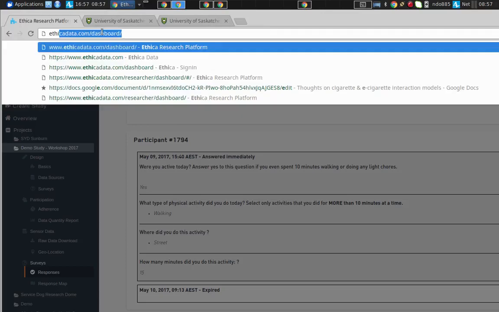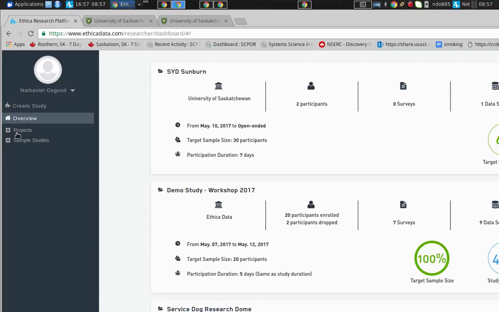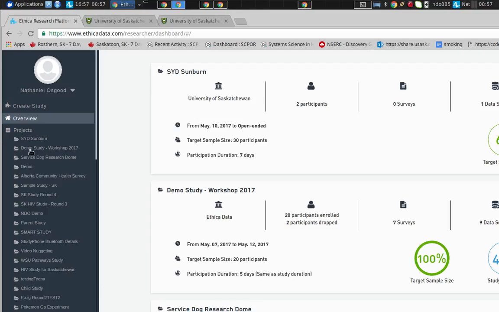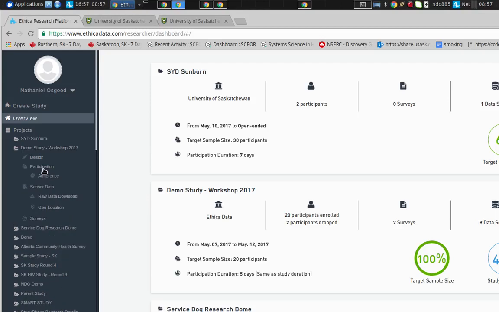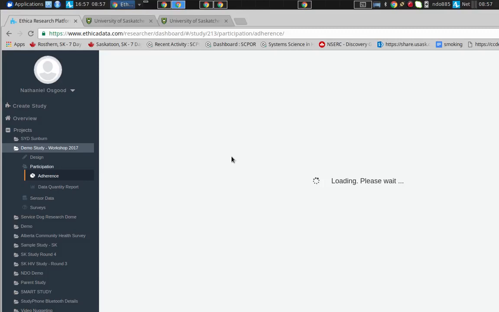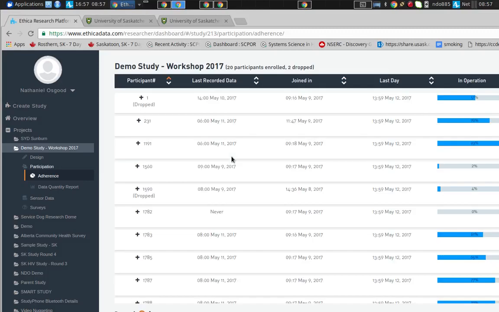So, if we go to the Ethica Data dashboard, we can see the adherence page associated with the survey, and we will see these different individuals as captured by their level of contribution. This is going to be a substantial focus of my discussion today, some of these measures.